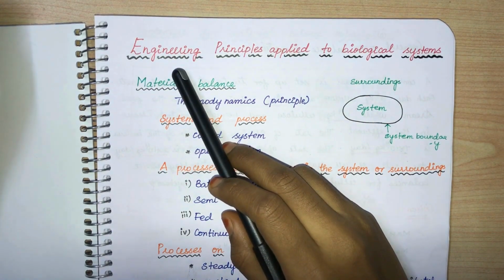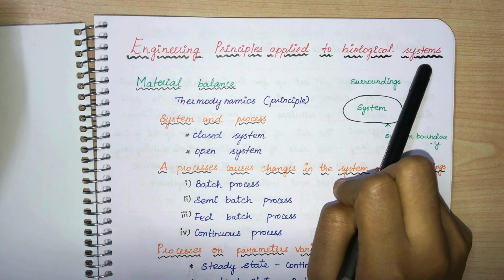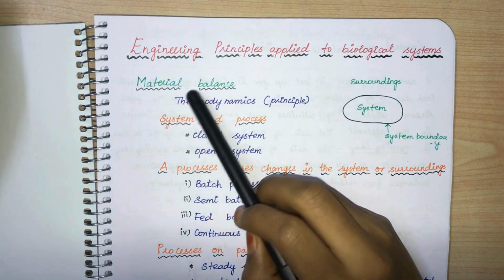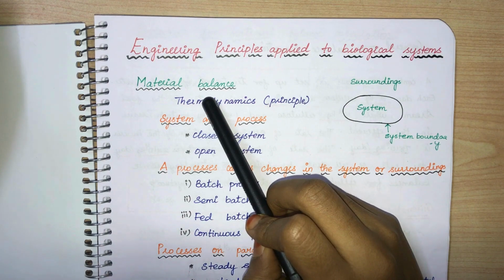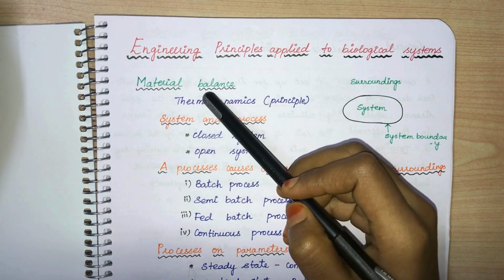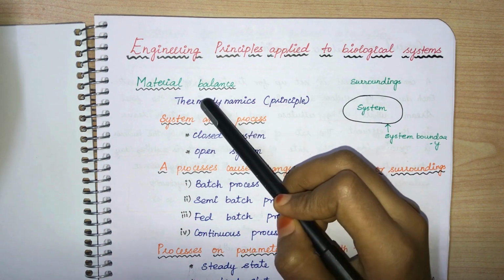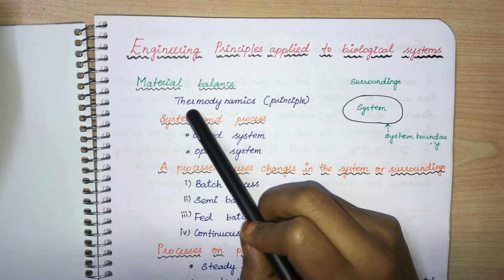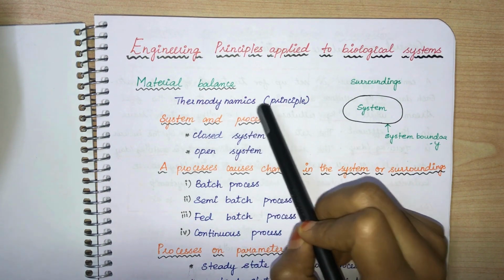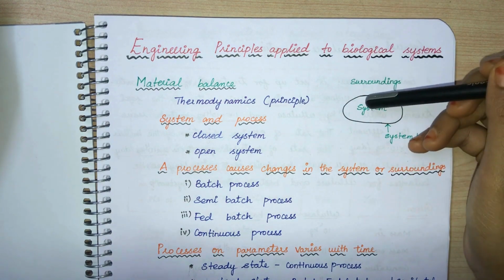This is our first video on engineering principles applied to biological systems, and our topic is material balance. Material balance involves calculating the quantities of all the materials that enter and leave the system. It is based on the law of conservation of mass. The thermodynamic principle is useful in establishing the material balance equations.